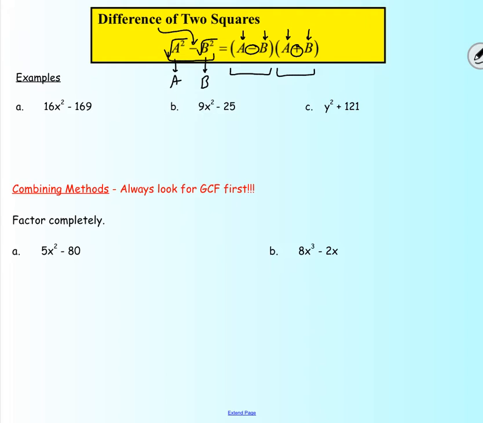For the first three examples, let's take a look. How do you recognize if you have a difference of two squares? First of all, it's a difference. That's got to be there. It's not the sum of two squares. And then you need to have something squared and something squared.